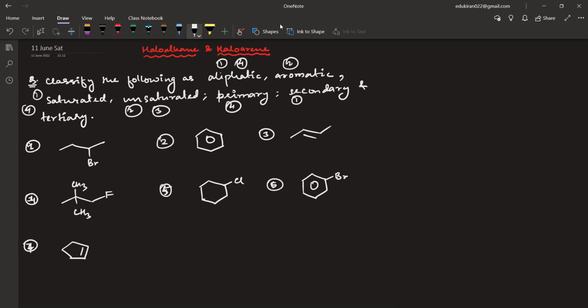Next, fifth one, aliphatic, yes or no? Yes, sir. Is it aromatic? No. Saturated? Yes, sir. Primary, secondary, tertiary? Secondary, I think. It is secondary, right Akshay? See, this carbon is connected to 2 different carbon atoms. Okay, secondary.